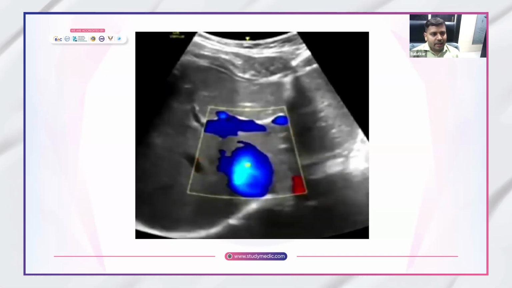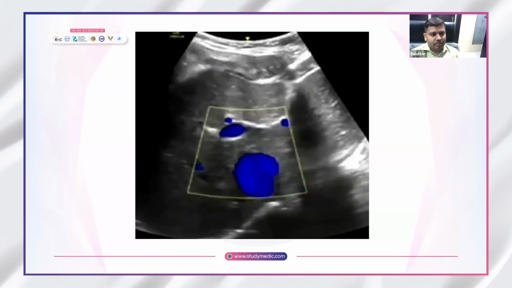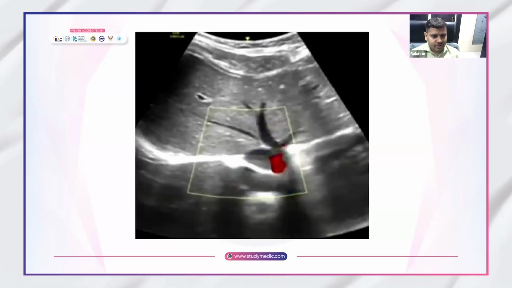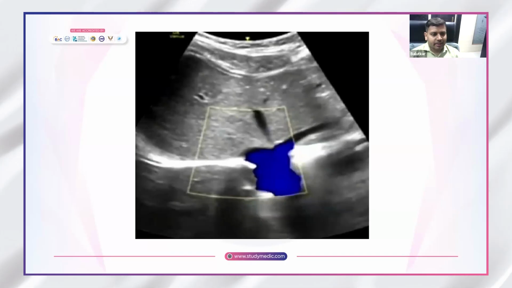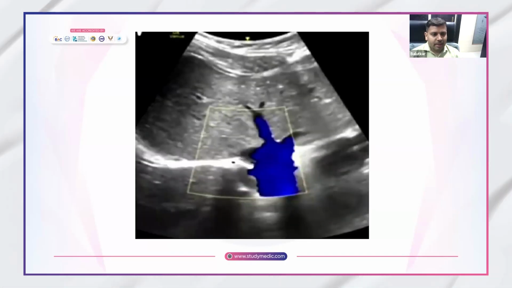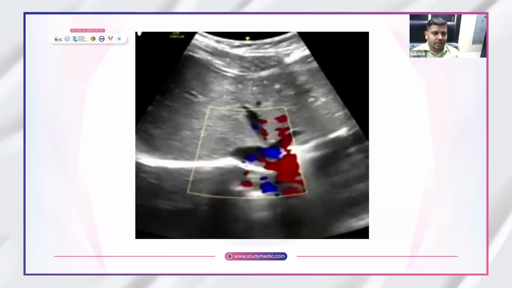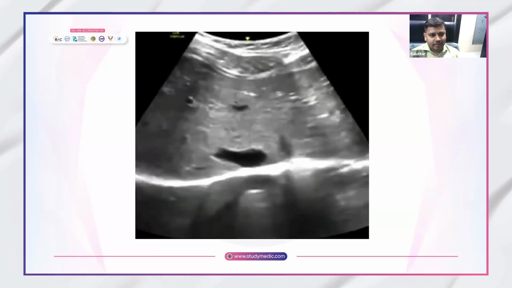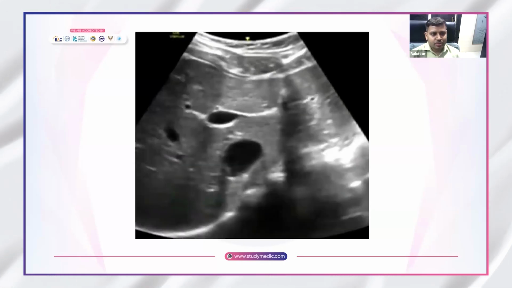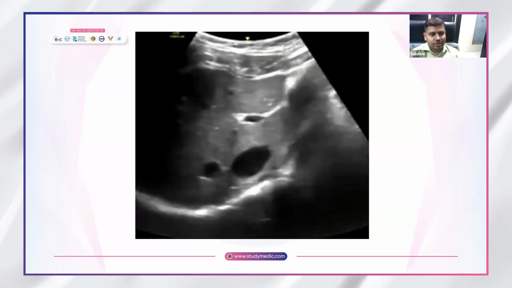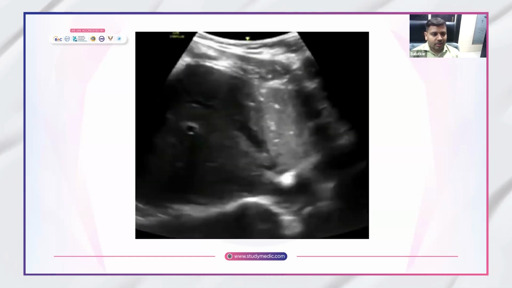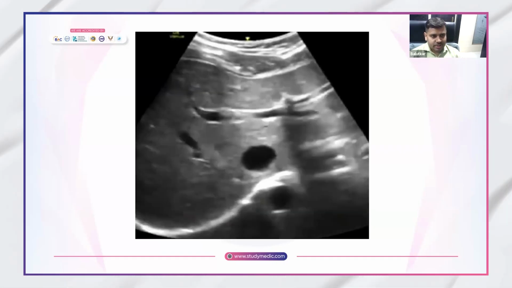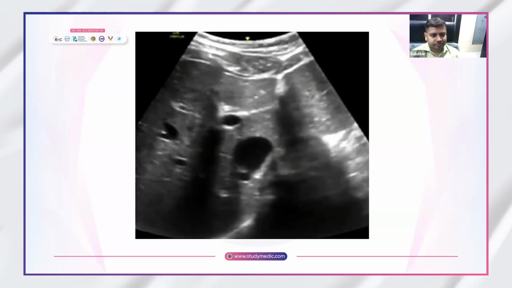The hepatic veins and the portal vein branching will help us to differentiate between various segments of the liver. So as we can see, right, left and middle hepatic veins over here. The middle hepatic vein will divide the liver into right and left lobe, while the left hepatic vein will help us to differentiate between the upper and lower segments of the left lobe of the liver, and the right hepatic vein will help us to differentiate between the anterior and posterior segments of the right lobe of the liver.